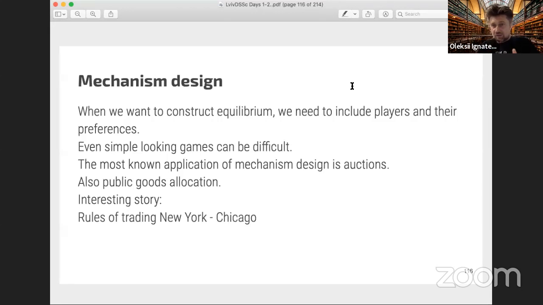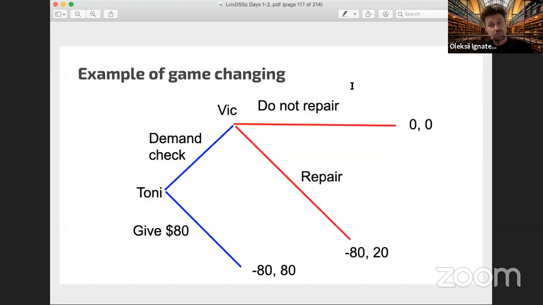So we must construct equilibrium, and to understand the complex structure of rules, we need to understand players and their preferences. So even simple games can be quite difficult, especially if you come to some auctions and public goods allocation. So when we have a game, sometimes you can change the game in your favor if you know how to propose some new strategic moves.